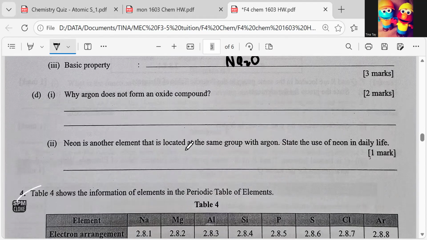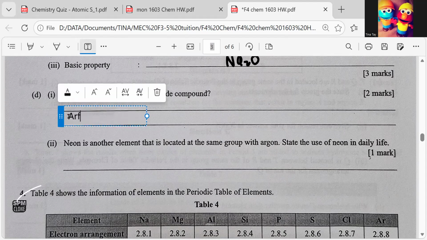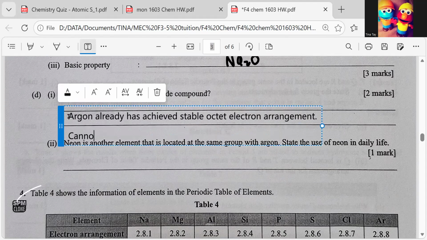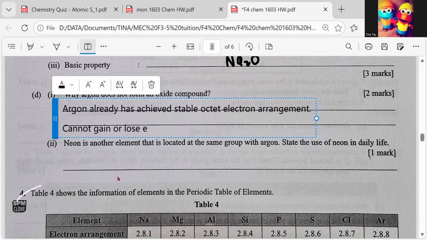Okay? Why does argon not form oxides? Argon has a stable octet electron arrangement. It already has 8. It's not going to gain or lose electrons. It has already achieved a stable octet electron arrangement. So it cannot gain or lose electrons, or react with any other compound.